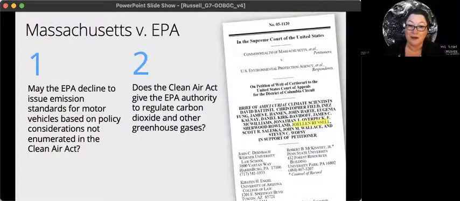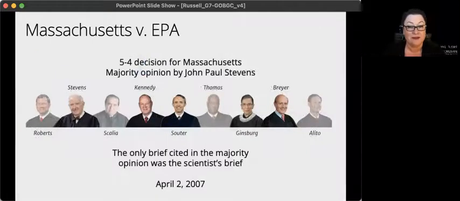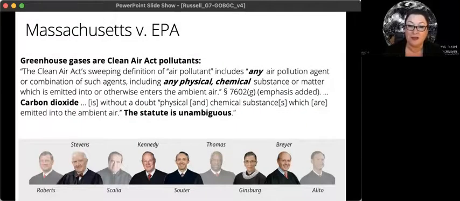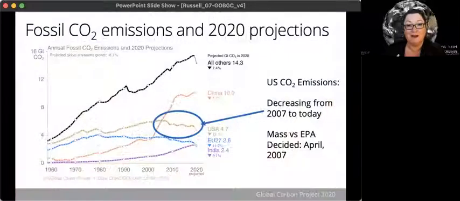And why it's important here in the United States is that the Supreme Court has ruled that it's the law of the land, that the Clean Air Act actually covers carbon dioxide as a pollutant. This ruling was April 2nd, 2007, and the only brief cited in the majority opinion was the scientists' brief. And this is specifically the Clean Air Act's sweeping definition of air pollutant, which includes any air pollution agent or combination of such agents which is emitted into or otherwise enters the ambient air, and that without a doubt, physical and chemical substances which are emitted into the ambient air, the statute is unambiguous. Pretty amazing.